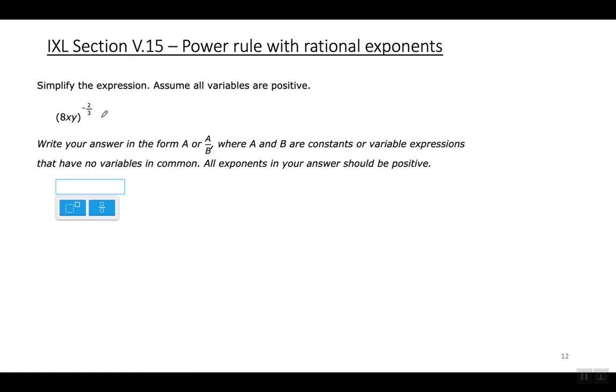All right, let's look at this example right here. We're almost done with these examples. All right, so again, I'm going to distribute this exponent to every term inside parentheses. All right, that's going to give me this.